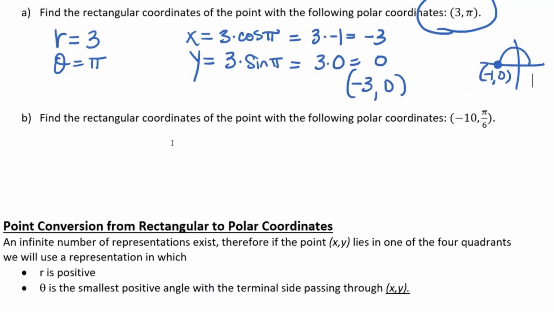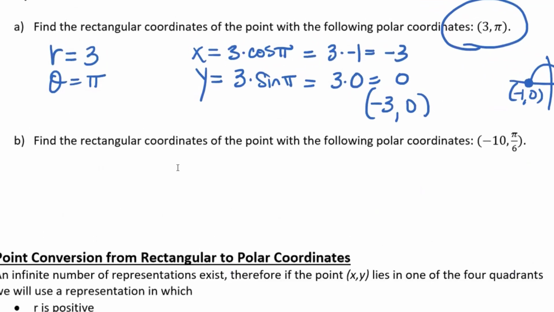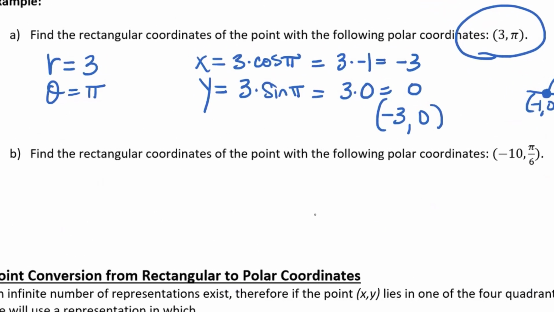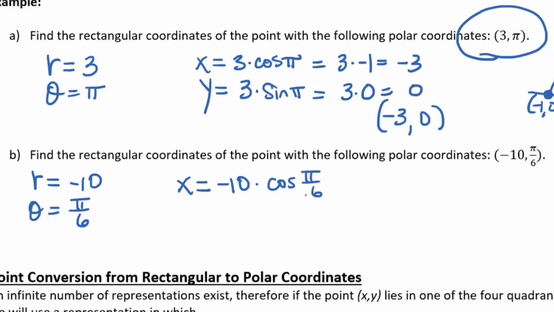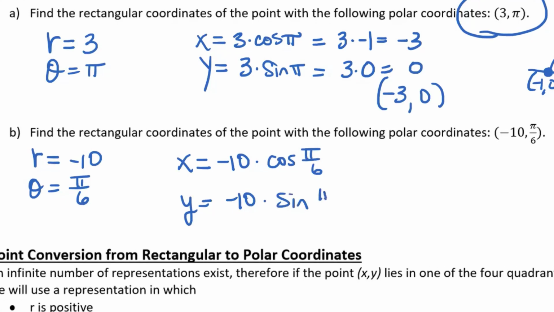So find the rectangular coordinates of the point with the following pair of coordinates, (-10, pi over 6). So what's R equal to? -10. What is theta equal to? Pi over 6. So X is equal to -10 times the cosine of pi over 6, and Y is equal to -10 times the sine of pi over 6.